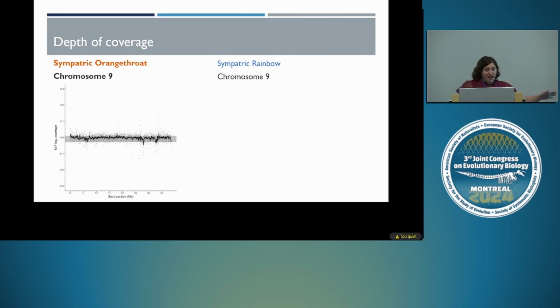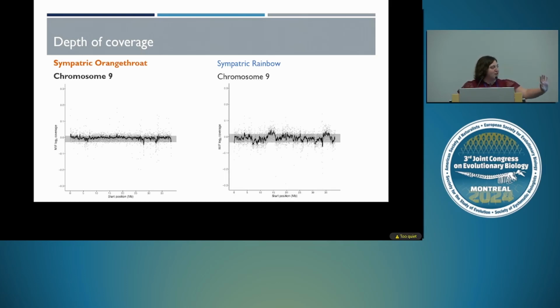So for chromosome 9, which again was implicated in the orange throat darter, we don't see any patterns of differences in coverage. And for the rainbow darter, same thing. You'll note that this kind of looks a little messier, and that's potentially because we have aligned it to the orange throat darter genome, which we're going to readdress later.